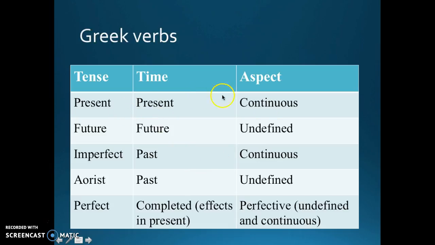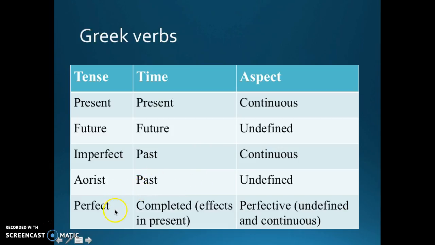So whereas we can have a present action happening continuously in the present, imperfect would be the tense in Greek that would indicate a continuous action in the past. Greek verbs also have a tense called the aorist tense, which indicates a past action. But the interesting thing about the aorist tense is that we are not sure what type of action it is, so it is considered an undefined aspect.